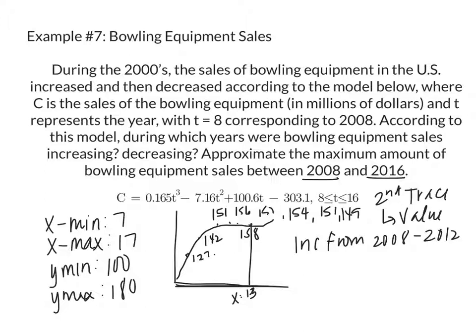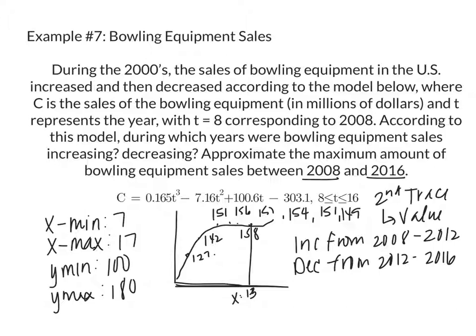And then from there, it decreases from 2012 to 2016. Okay. Then it asks us what is the maximum amount of bowling sales between 2008 and 2016.